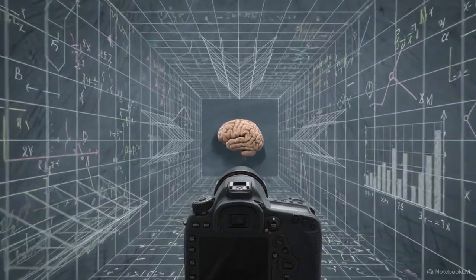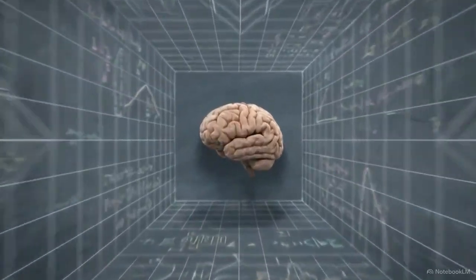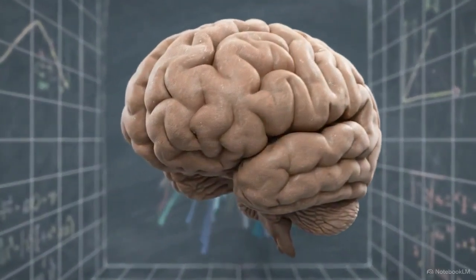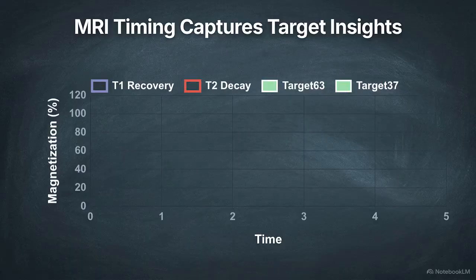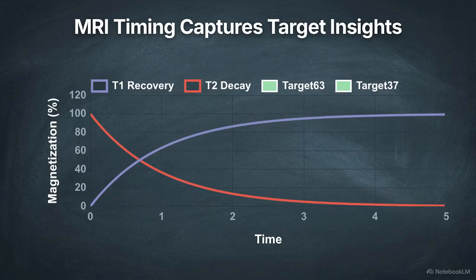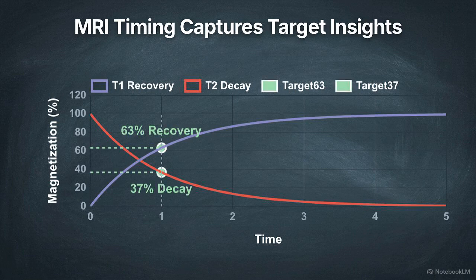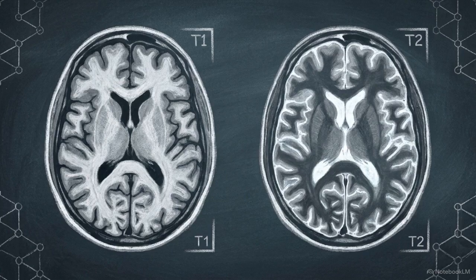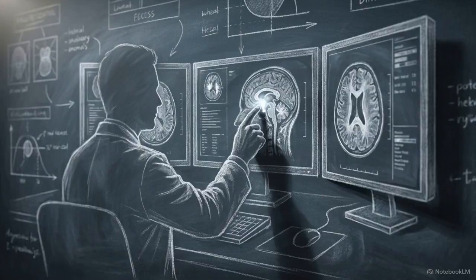Understanding these exact numeric constants allows us to look past the raw physics and actually build diagnostic images. By precisely manipulating the scanner's sequence timing to capture either that 63% recovery point or that 37% decay point, a radiologist creates the visual contrast necessary to see inside the body. Mastering the orthogonal independence of the T1 and T2 vectors provides the exact physical baseline required to interpret pathological changes in human tissue.